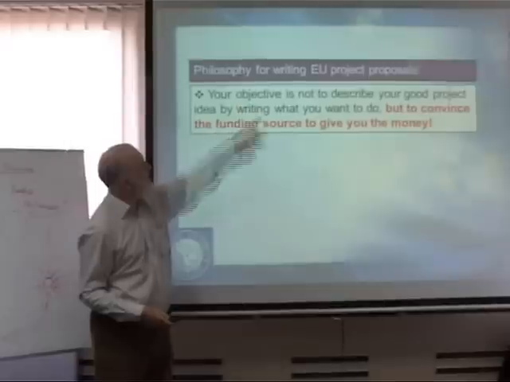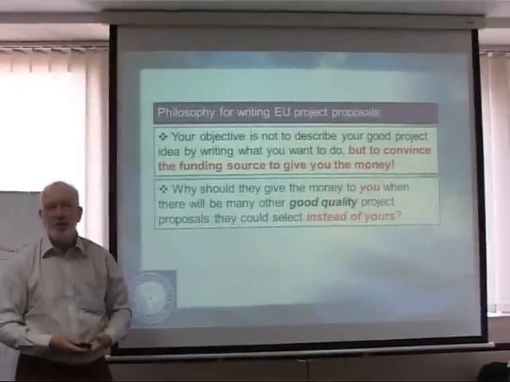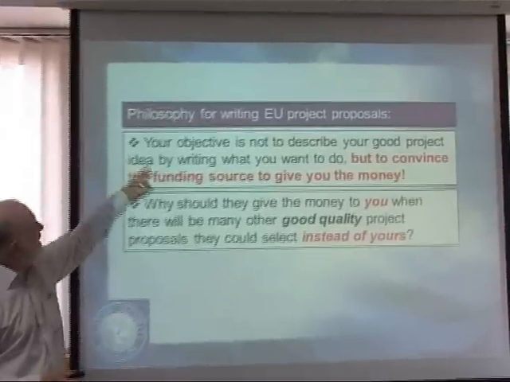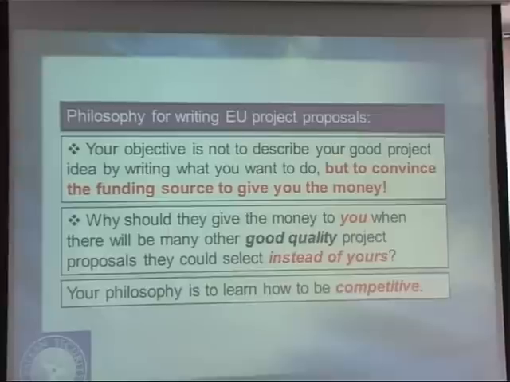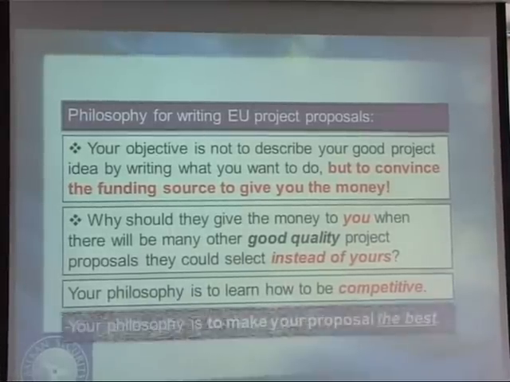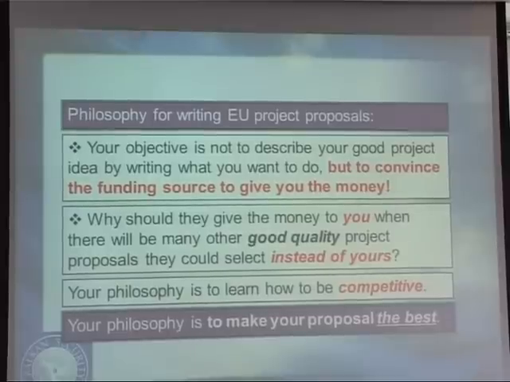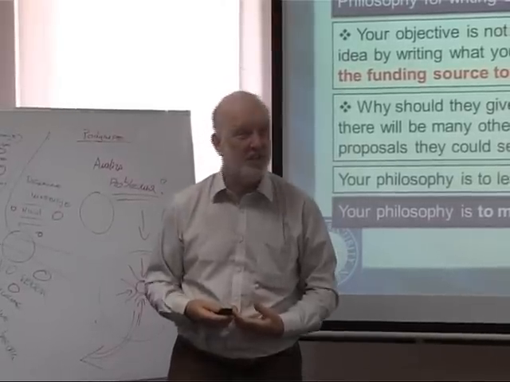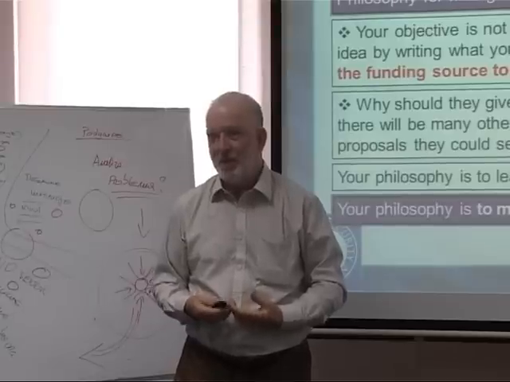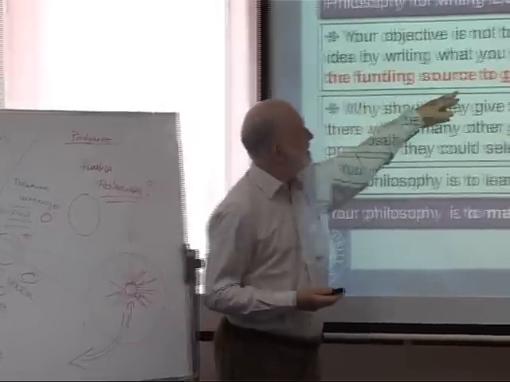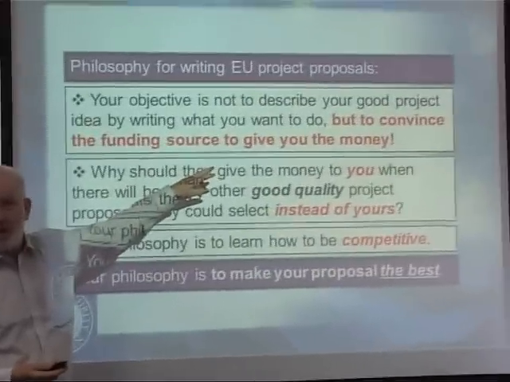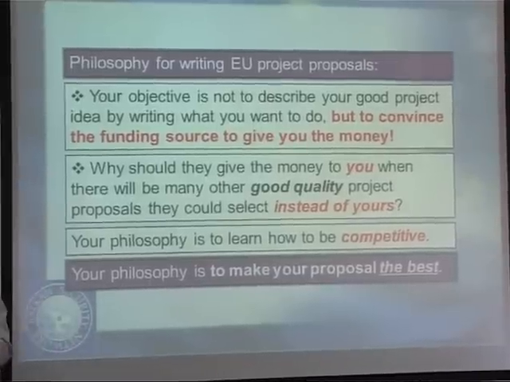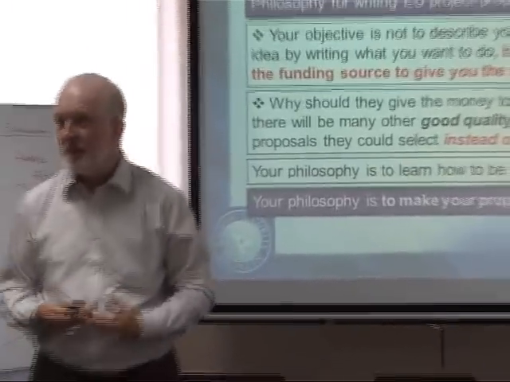So here's the philosophy for writing EU project proposals in general, and it starts off with your objective is not to describe your good idea for a project by writing what you want to do, but your objective is to convince them to give you the money. You can have what you believe to be the best project in the world, but if they don't give you the money for it, then all that effort was for nothing. So you've got to be aiming to make sure that you get the money. So I'm going to be giving you words of advice on how you can succeed in getting the money.